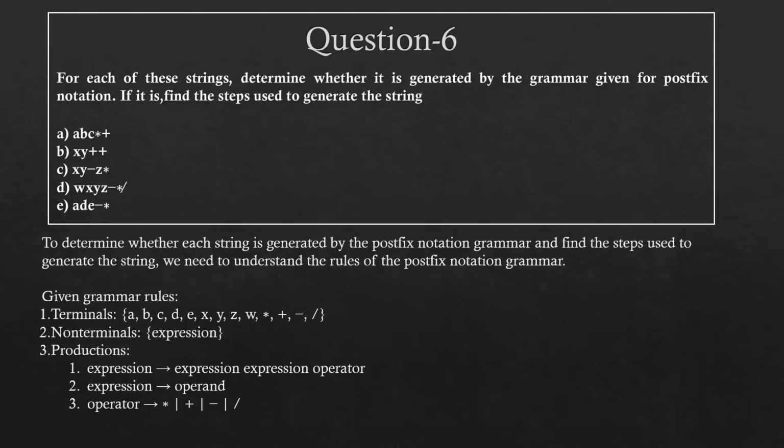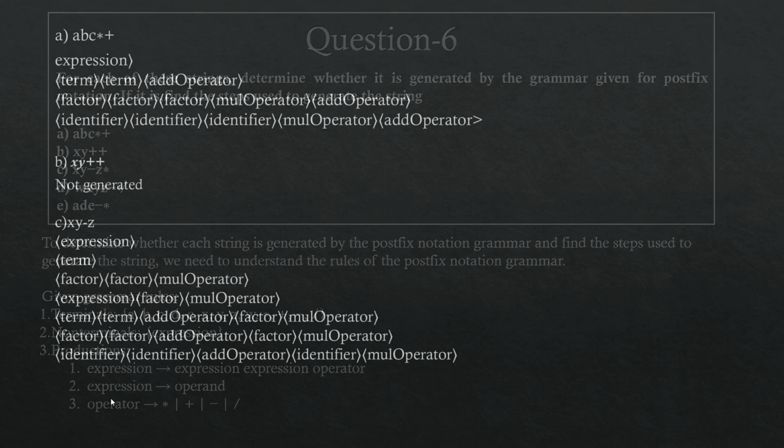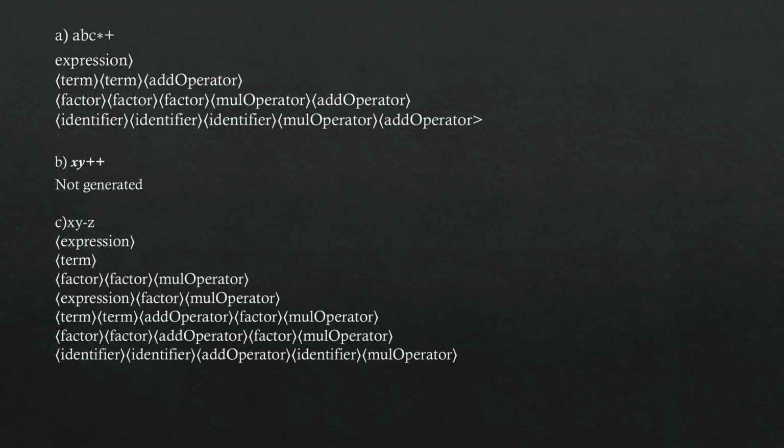In question 6, we are asked to determine for each string whether it is generated by the grammar given for postfix notation. If it is, find the steps used to generate the string. To determine whether each string is generated by the postfix notation grammar and find the steps used to generate the string, we need to understand the rules of postfix notation grammar, which are a set of terminals, non-terminals, and productions. We can check each string in the following manner.